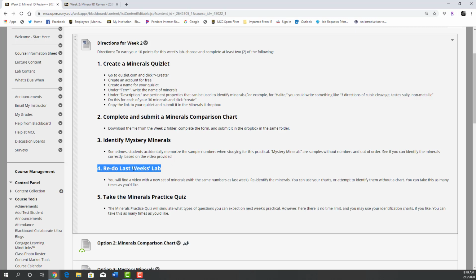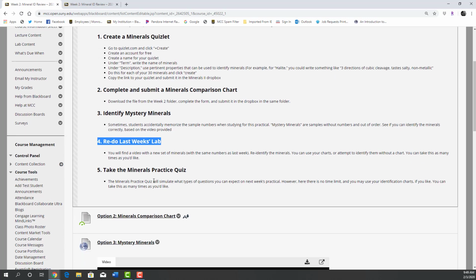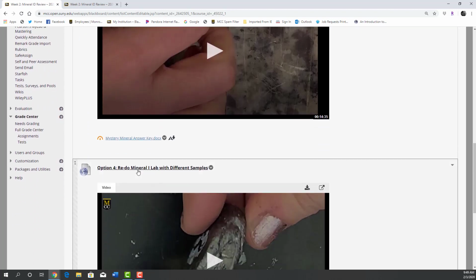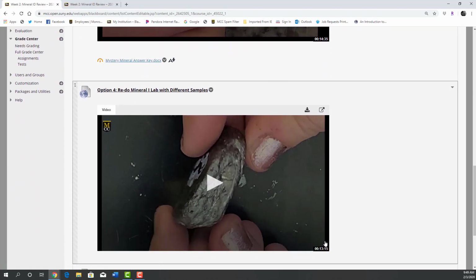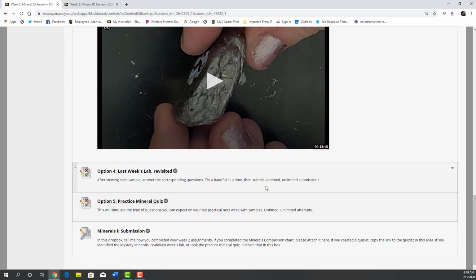Option 4 is a more time-consuming option, but you're welcome to try it, and that is to redo last week's lab. So I took videos of a different box of minerals, and they have the same numbers. You can use your charts, you cannot use your charts, but regardless, you'll see additional versions of each mineral. So you can go through and complete that. And if you go down here to option 4, here's the 13-minute video with all 30 minerals, and all of the tests are done on them as well.